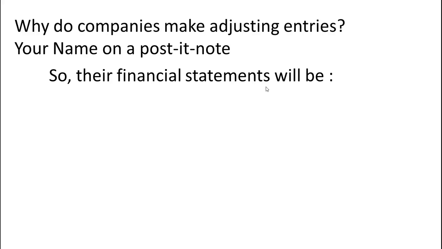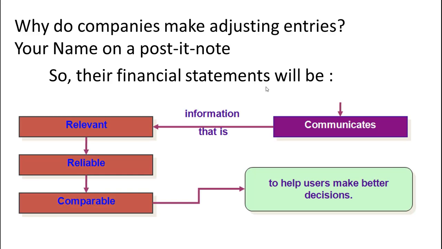Companies make adjusting entries so that their financial statements will be relevant, reliable, comparable, and to help users make better decisions. What we're looking for is information that you can believe, that is truthful. If you get information that's relevant, reliable, and comparable, then it's more likely to be usable and truthful, and the people who use this information, like bankers and stockholders, can trust it. It's all about trust.